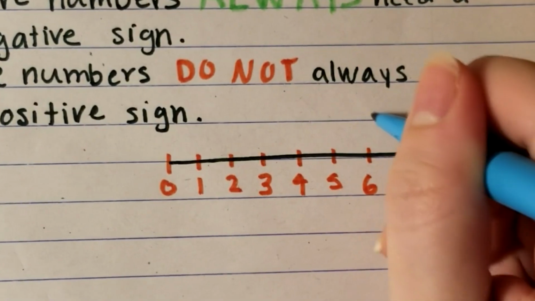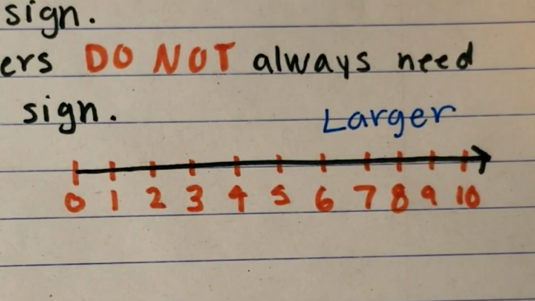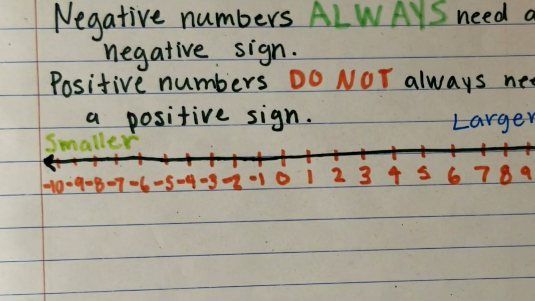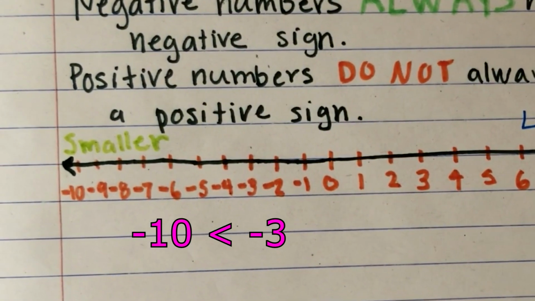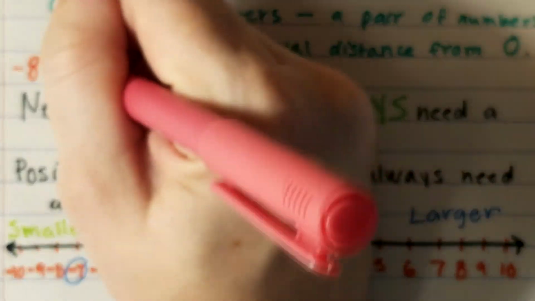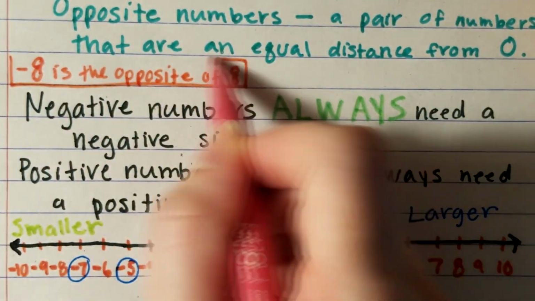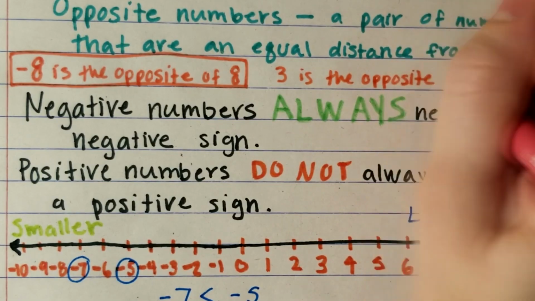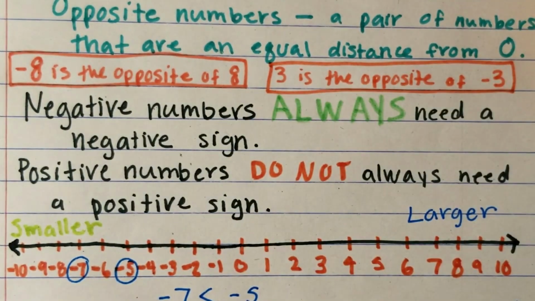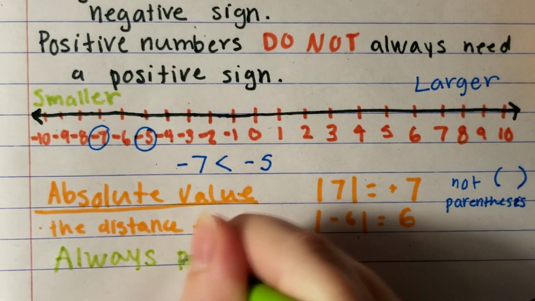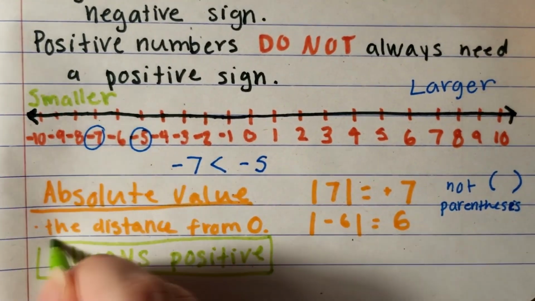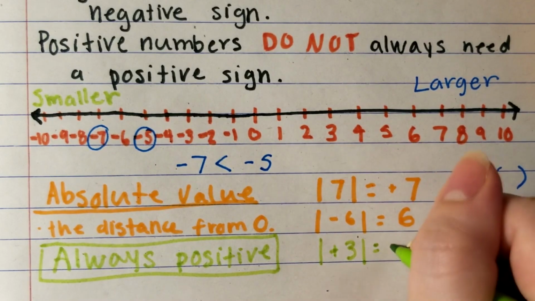Here is a rundown of the whole video in 30 seconds or less. When placing numbers in order on a number line, larger numbers on the right, smaller numbers on the left, which means -10 is smaller than -3. When asked for the opposite of a number, you need to change the sign, positives to negatives and negatives to positives. Absolute value is asked for by using 2 bars on both sides of the number, and the answer is always positive.